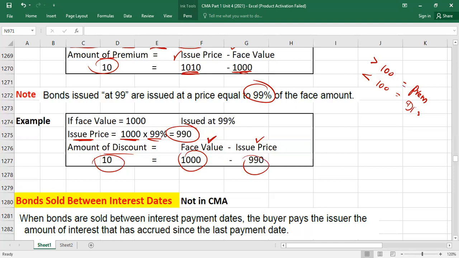Answer is clear, right? Now, guys, this was the initial measurement, like the initial entry we pass: debit cash, the present value, credit bonds payable with the face value, and the difference will be either a debit to discount or a credit to premium. Right? So this was the initial measurement. Now, guys, I'm going to talk about subsequent measurement.